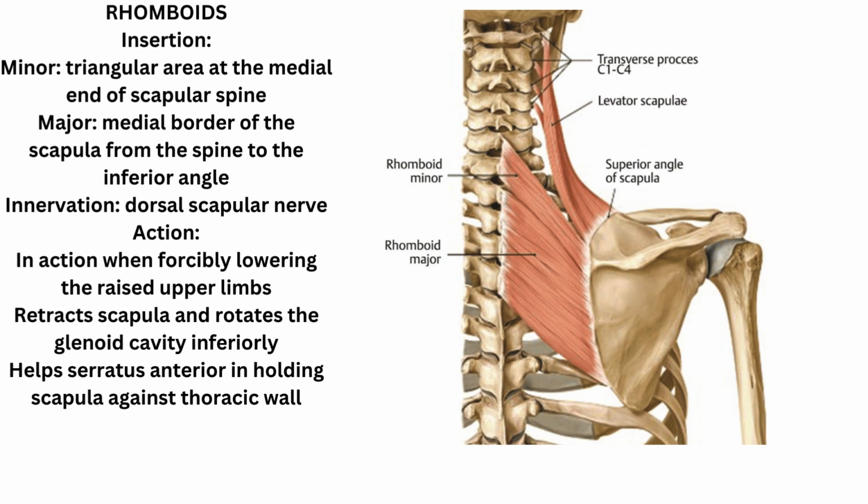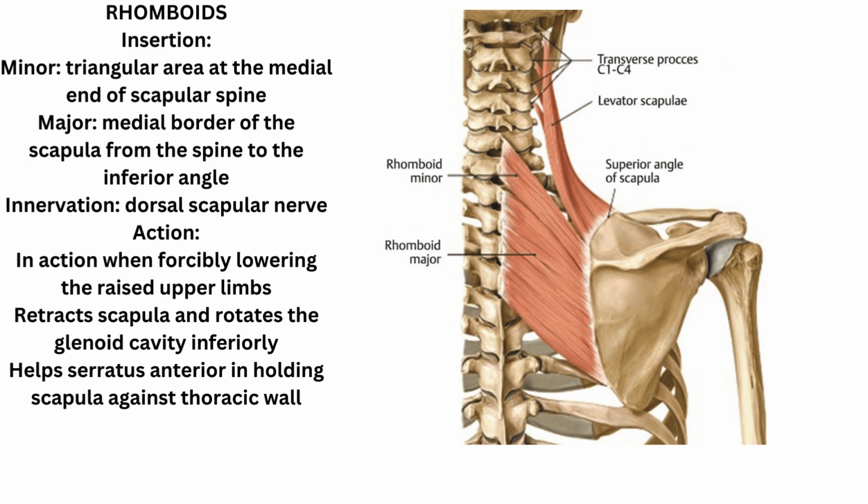Distally, rhomboid minor attaches to smooth triangular area at the medial end of scapular spine, while rhomboid major attaches to medial border of the scapula from the spine to the inferior angle. The muscles are innervated by dorsal scapular nerve.